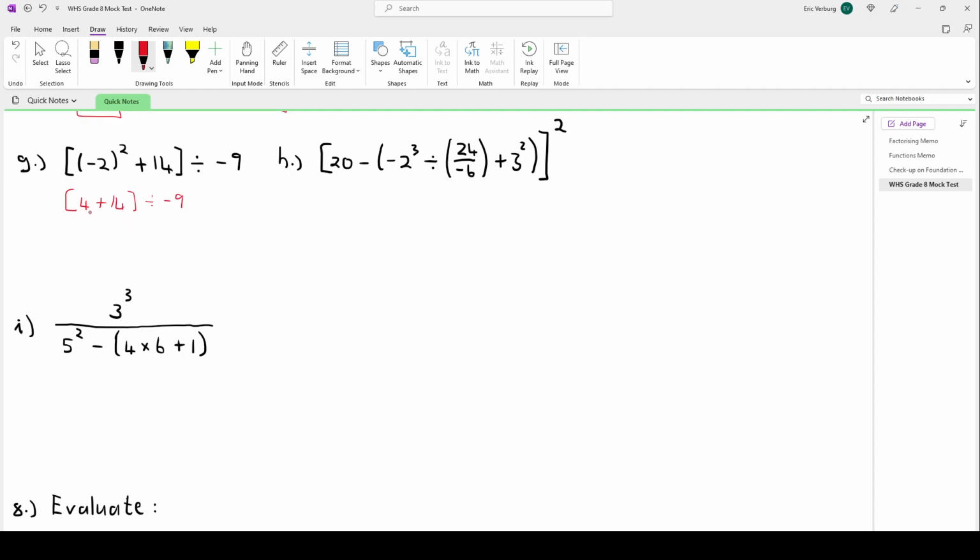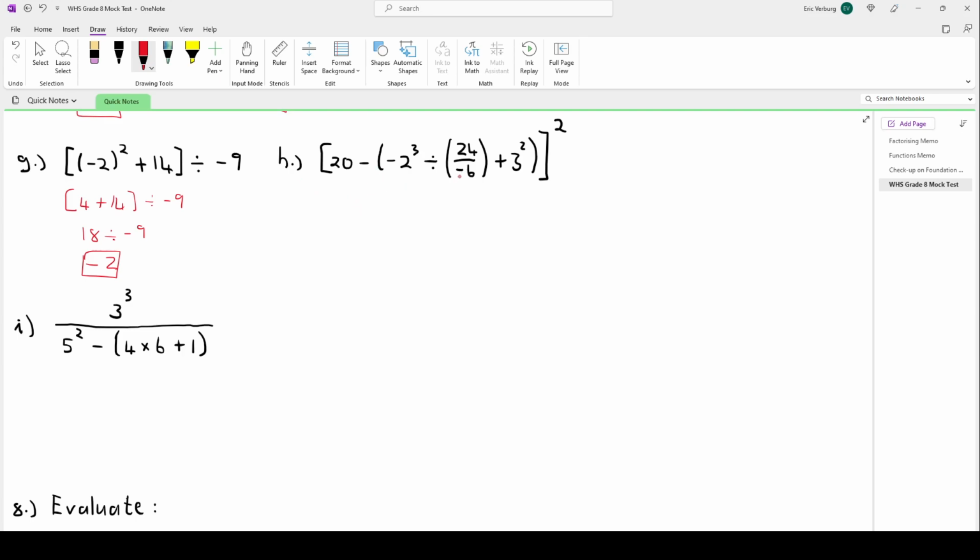Now again, we have to work inside the bracket. 4 plus 14 is 18, divided by -9. Positive divided by negative is a negative. 18 divided by 9 is 2. There's our answer. Okay, next up, another one of these types of questions.